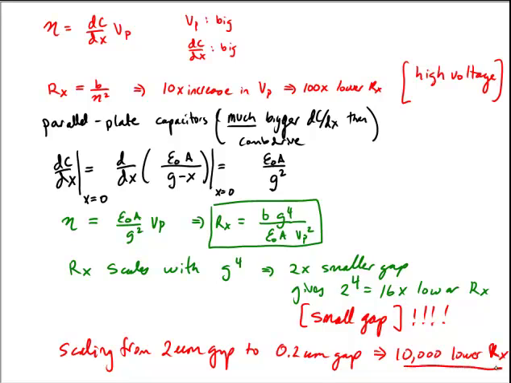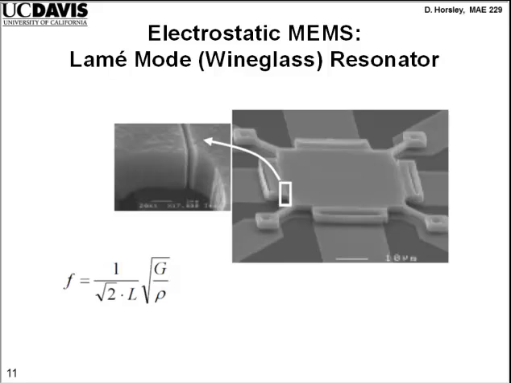Okay. So that is most of the math that I wanted to emphasize here. I think I talked about everything that's important on this. So let's look, for example, at what people make nowadays, instead of this sort of gigantic comb drive resonator. Mostly they are parallel plate transducers, certainly for high frequencies. And so this is a picture of a modern electrostatic MEMS resonator, and this is what's called a Lamé mode or a wine glass resonator.